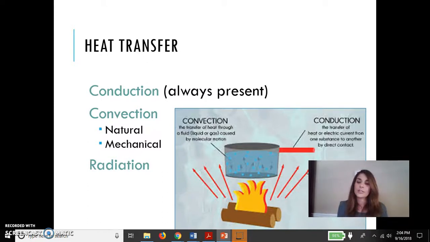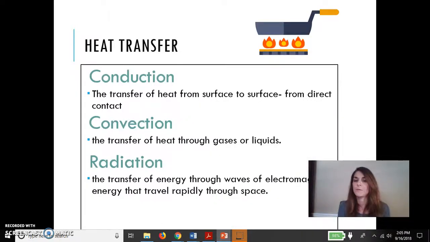Convection can either be natural or mechanical, and that is where there is some medium between the heat source and the product, something that the heat travels through. If it's natural, it could be something like water or air. If it's mechanical, something is aiding the circulation, like a convection oven with a fan in the back. And then radiation is usually your infrared and your microwave. That's what most people think of.